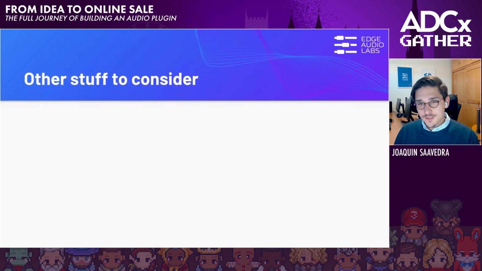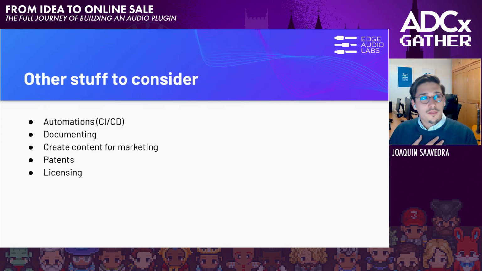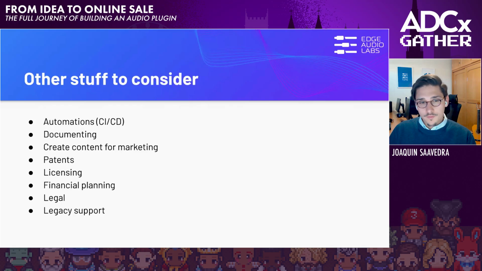And then here I did a list of other stuff to consider. I think there are a lot of things here. Documenting, paid patents. I never thought I was going to write a patent, but I had to in some projects, because when you have intellectual property to protect, you have to deal with those kinds of things, or licensing, maybe artists, or financial and legal things. Legacy support is a problem, something we have to consider, and long-term support and infinite things.